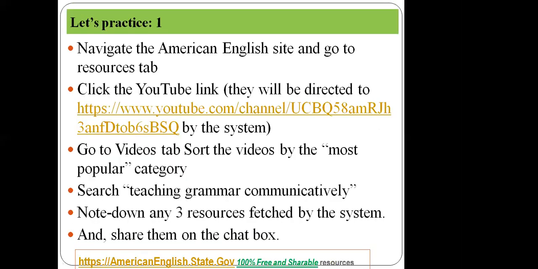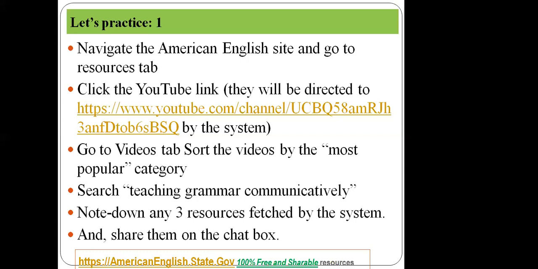If you have been using a laptop, please go to this American English site. The site is all the way down at the bottom here, americanenglish.state.gov, and click the YouTube link, YouTube, and go to videos.